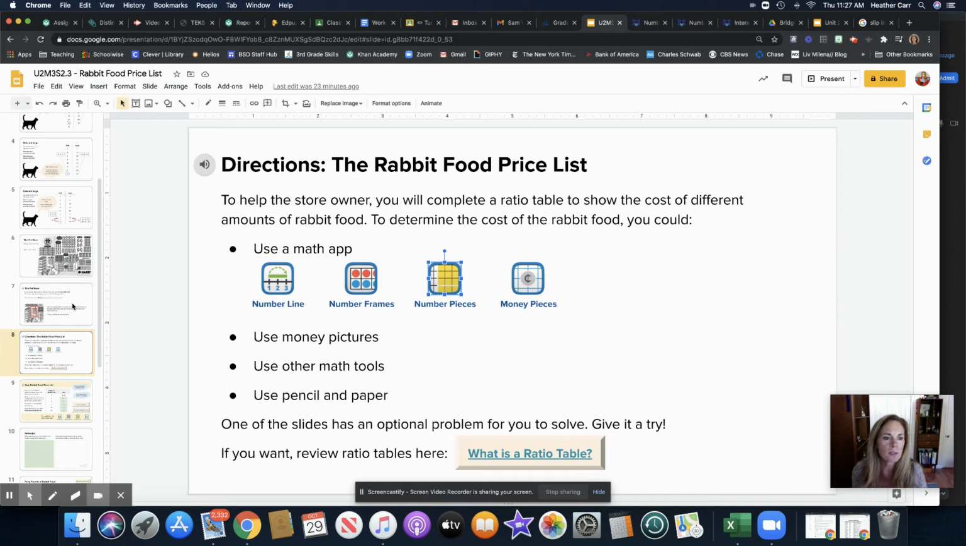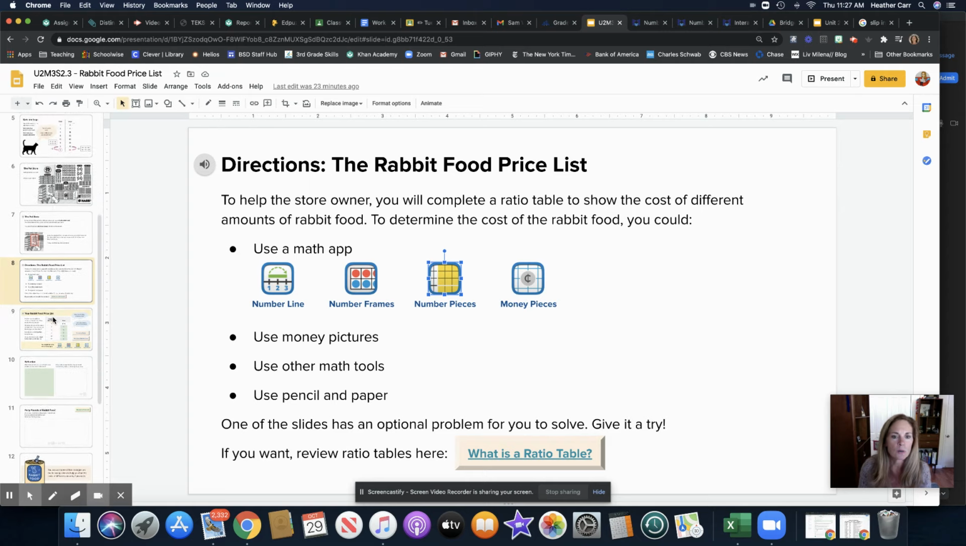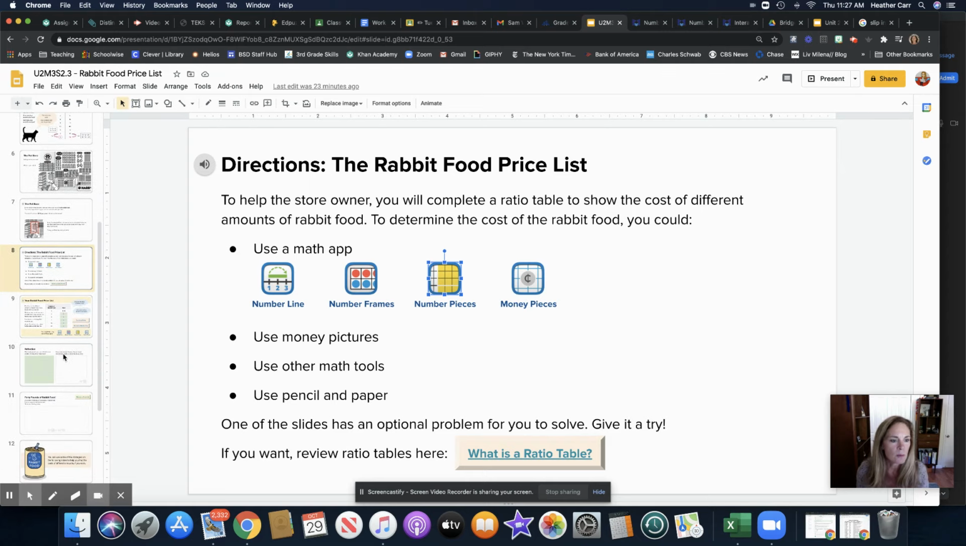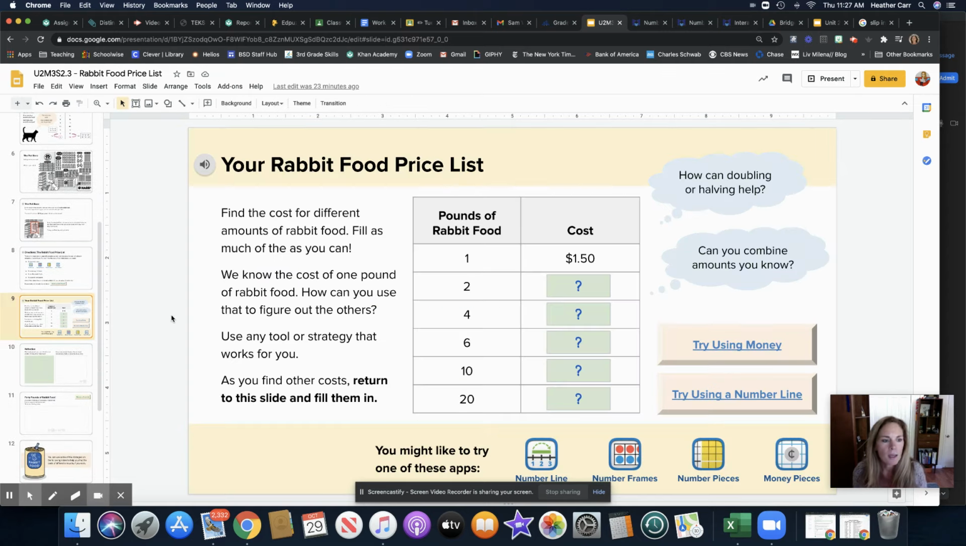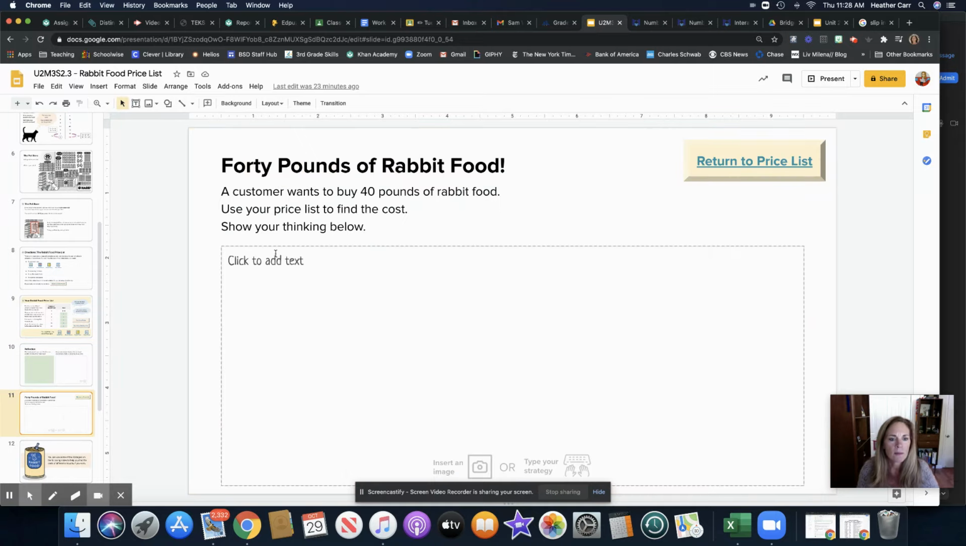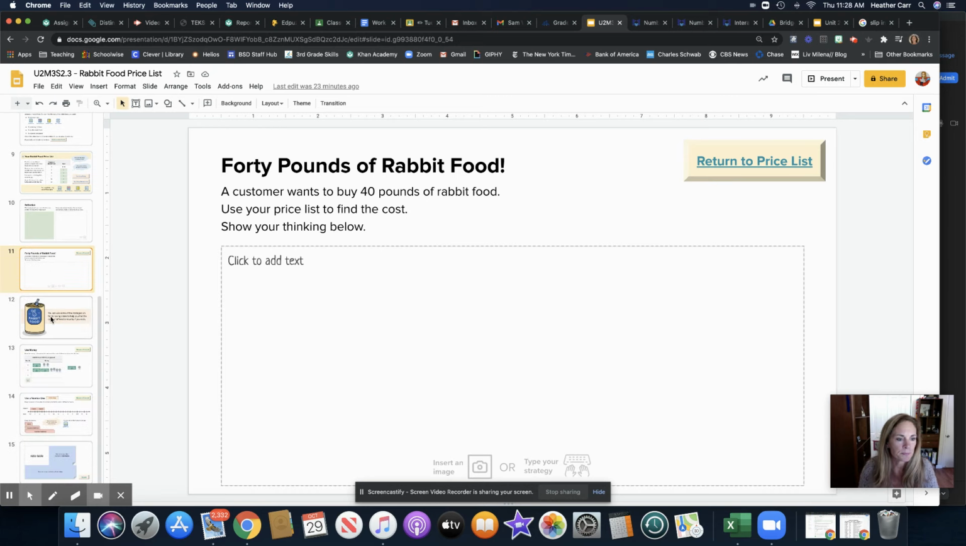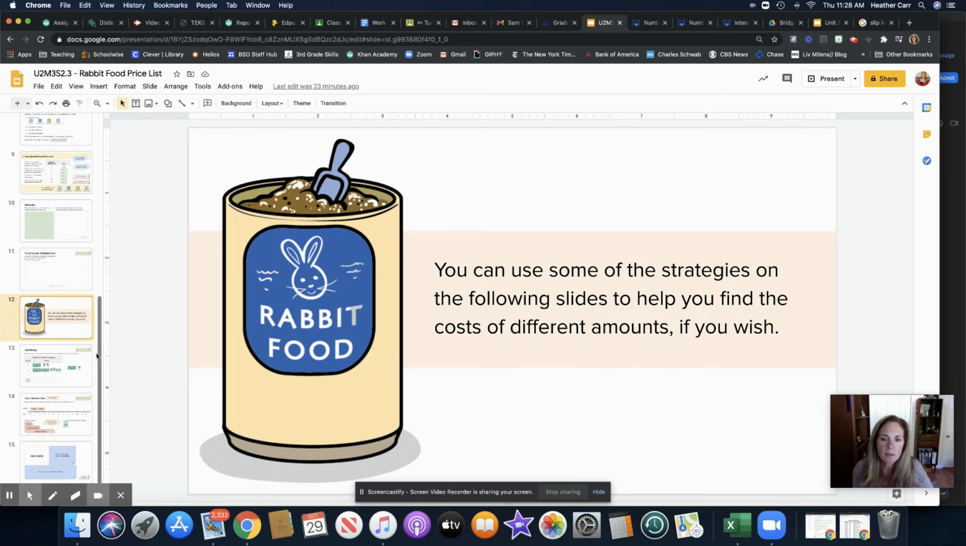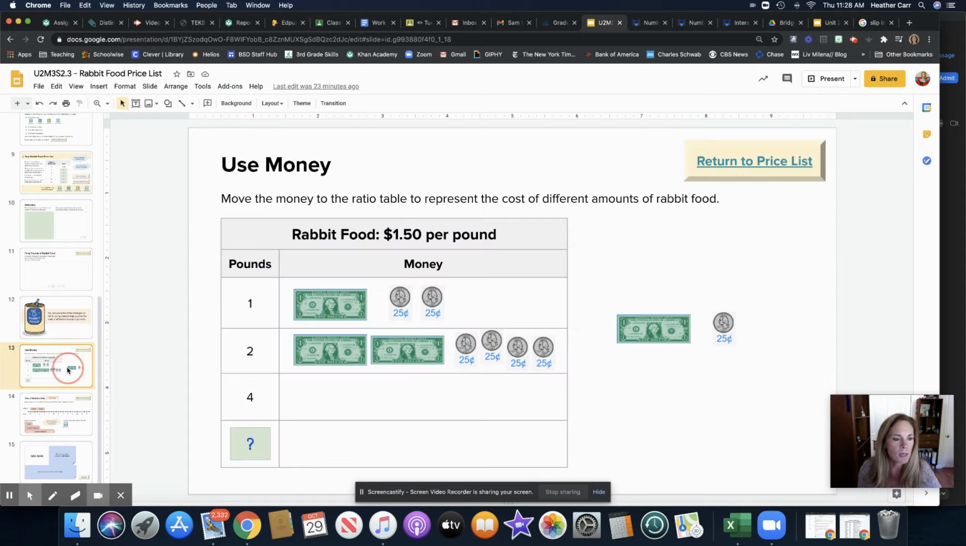So you're going to actually be working to help the store owner complete a ratio table. Every time you see green, this is something that you should be filling out. So go ahead as you work this too. Figure it out. You can use some of the strategies on the following slides to help you find the costs of different amounts, if you wish.